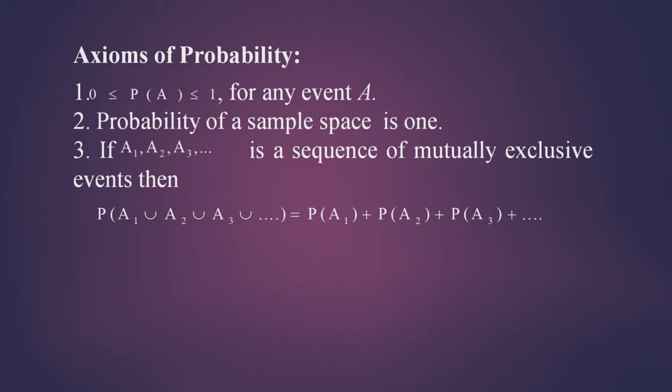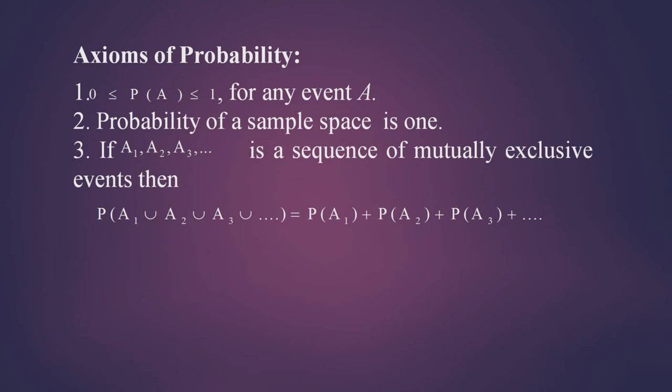Now, there are three axioms of probability. The first: 0 is less than or equal to probability of A, which is less than or equal to 1, for any event A. The second axiom is that the probability of a sample space is 1, which we have already mentioned.